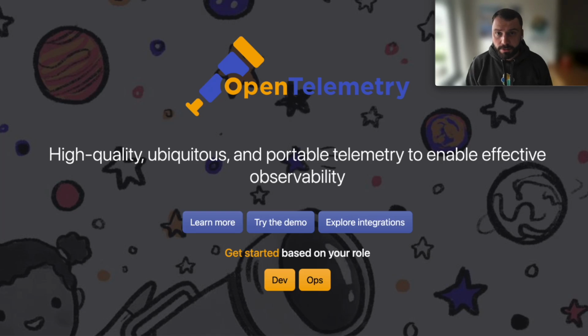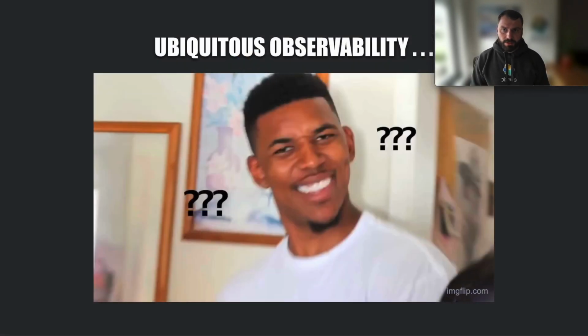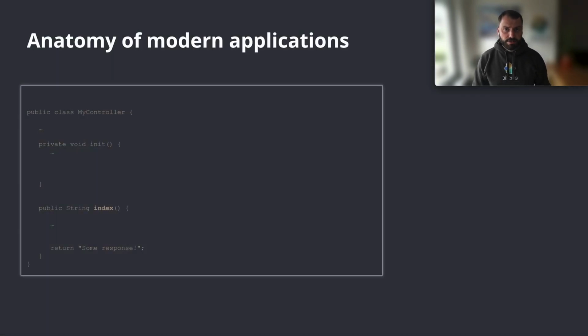Hi, in this video, I'd like to shed some light on OpenTelemetry's vision of making observability ubiquitous. So what does ubiquitous observability actually mean? To understand ubiquitous observability, we need to understand the anatomy of modern applications. Modern applications heavily rely on third-party frameworks and libraries.